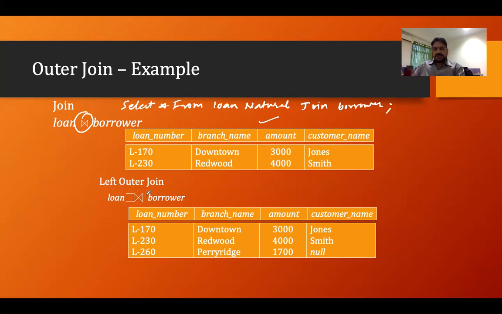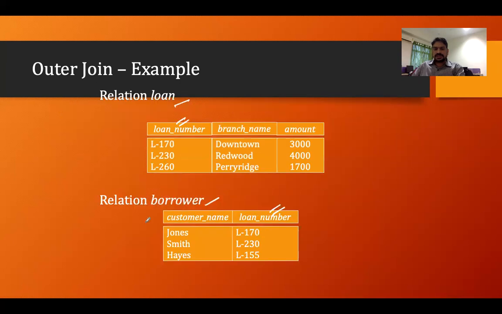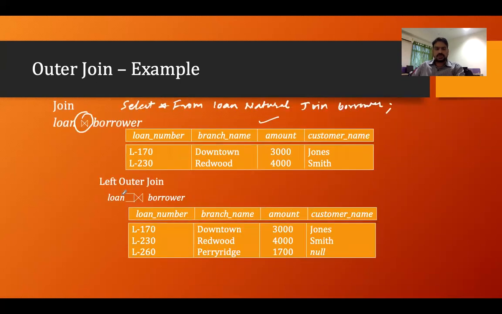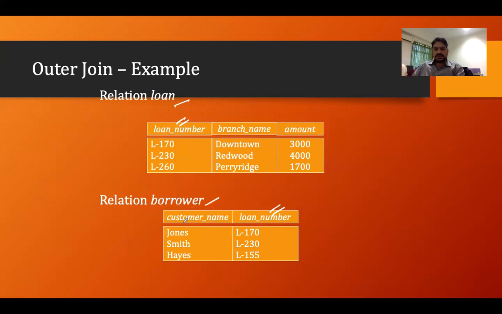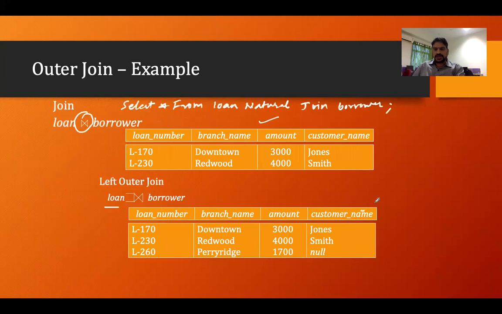Then we have the left outer join, right? For this left outer join, the symbol is this, and it will give me the result of the left table, which is the loan table. So all the data of loan will come, but if the condition applied here is satisfied, then the data will come for the borrower. We have customer name as a separate column here. Here we don't have the customer name, right? So it will come as loan number, branch name, amount, and customer name. So customer name will be last.